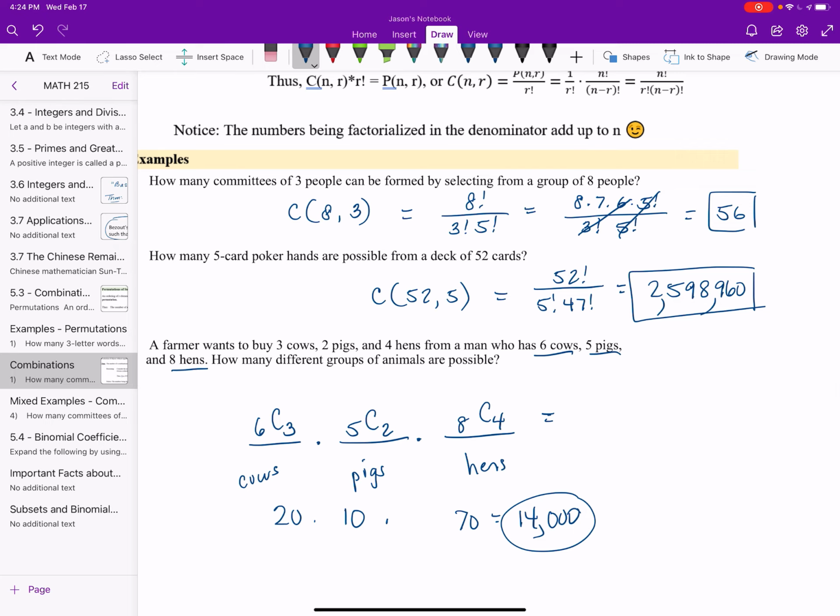Okay, so when you come back, we'll look at some mixed examples deciding between combinations and permutations.